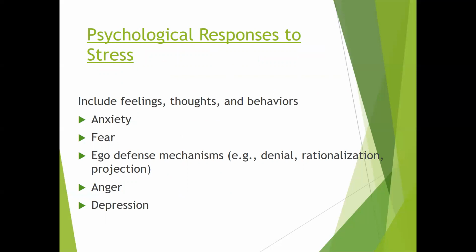Psychological responses to stress. These include feelings, thoughts, and behaviors. So we may have anxiety, which is an uneasy feeling of discomfort or dread, apprehension caused by the anticipation of danger, but not in response to actual danger. So anxiety is just anticipating that danger. Fear is a feeling of apprehension or dread from actual danger, threat, or pain. And then we have an ego defense mechanism, which would be like denial, rationalization, or projection. And then we have anger, animosity, hostility, displeasure, and then depression.